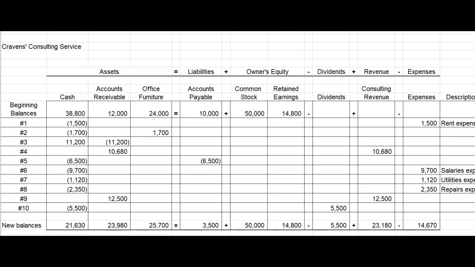To calculate cash paid for expenses, start with total expenses incurred during the month plus the beginning balance of accounts payable minus the ending balance of accounts payable. So cash paid for expenses during the month of January is $21,170. That's $14,670 plus $10,000 minus $3,500.